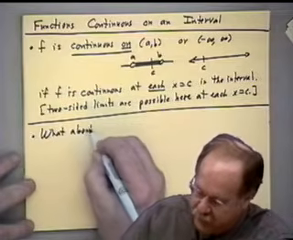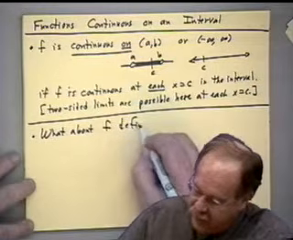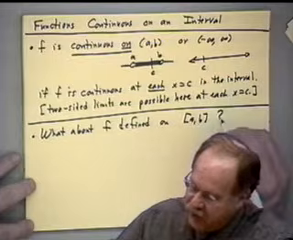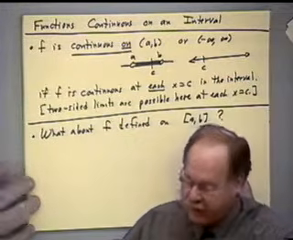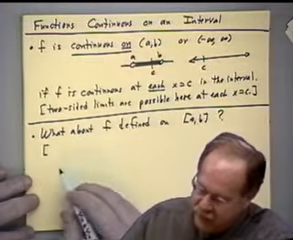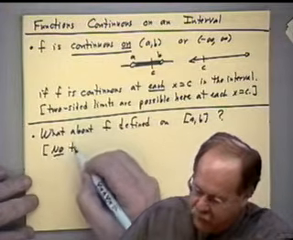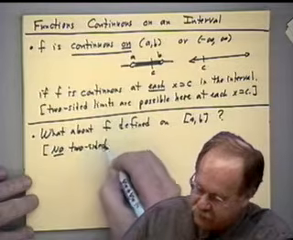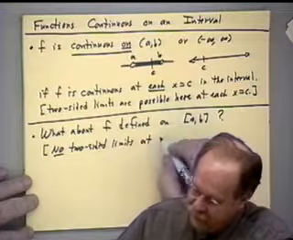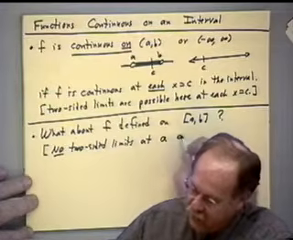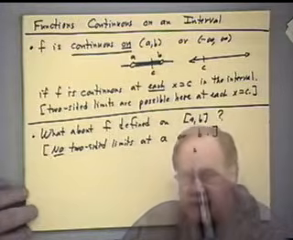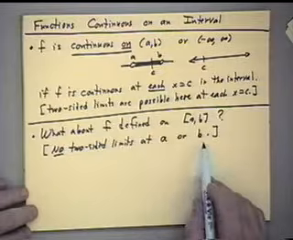What about f defined on, say, a closed interval AB? Now, this will extend to the case where it's only closed at one end or the other, but if we do both of them, we'll see how this works. Now, the problem here is that there are no two-sided limits at the endpoints, no two-sided limits at A or at B. So our definition for continuity, which involved two-sided limits, fails at these two endpoints.